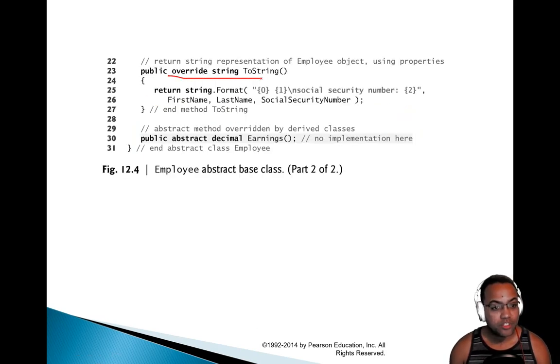We then have a string method that's being overridden. Remember where toString comes from. toString comes from the object class. So in order for us to use it the way we want to, we have to override it, which we did. And then we created an abstract class, an abstract method called earnings.